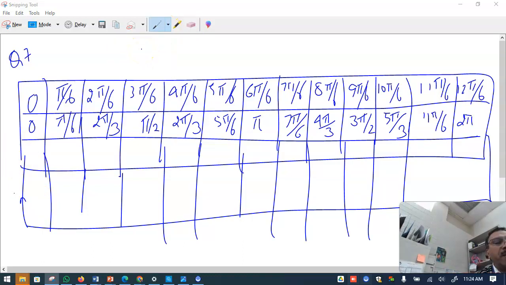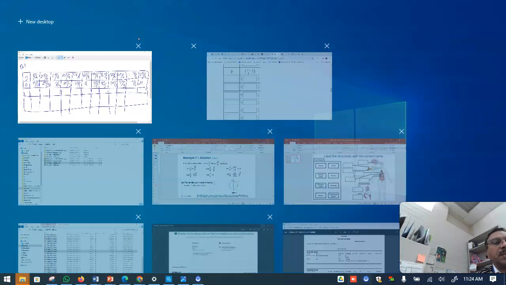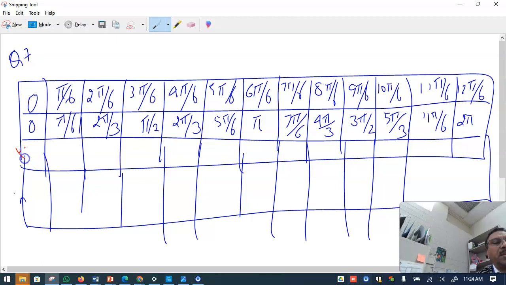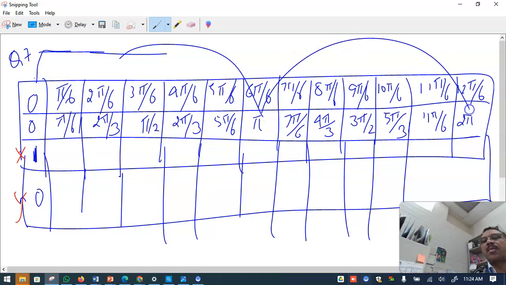So the terminal point is x. This is x, and this is y. Remember the cosine: cosine of 0 is x. So cosine of 0 is 1, and sine of 0 is 0. You can see that this works not only for 0, but also if you go all the way to pi and 2 pi. So all you're doing is 1, 0, and 1, 0.